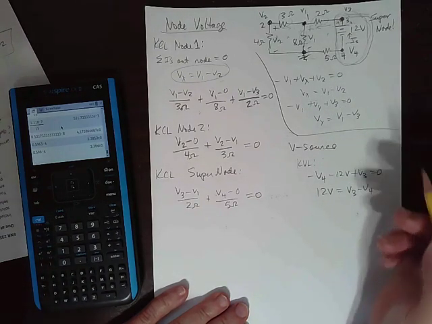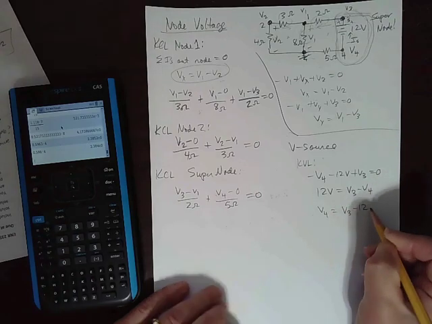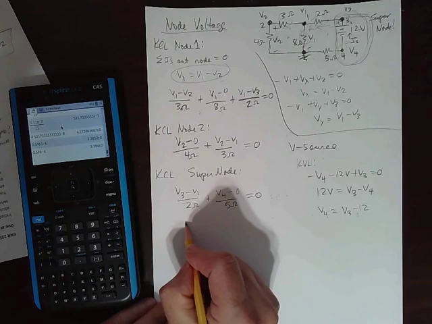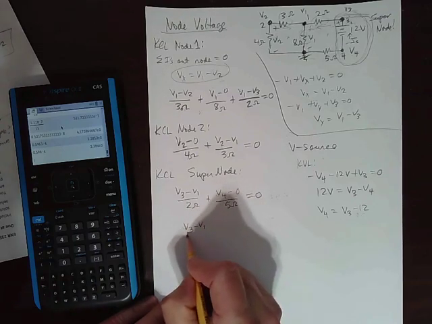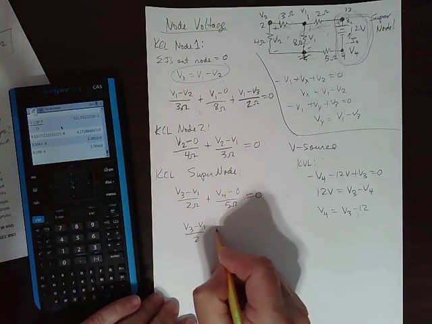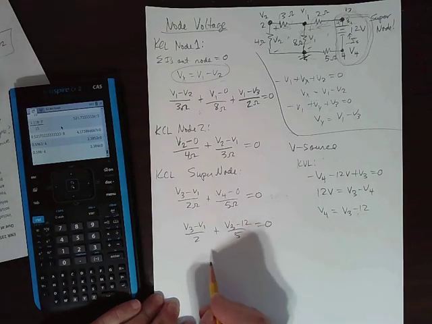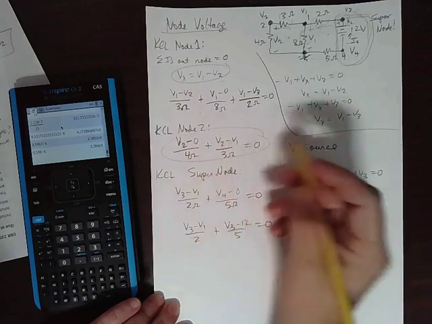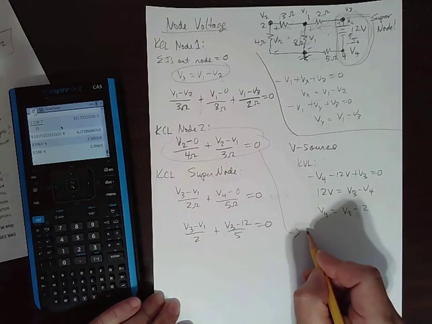Let's see, what can we do here? We can say that V4 is just V3 minus 12. All right, so then we can put that in here, and so we have V3 minus V1 over 2 plus V3 minus 12 over 5 equals 0. And so now we're back to 3 equations and 3 unknowns. This one relates just V1 and V2, so let's use that to simplify a little bit.